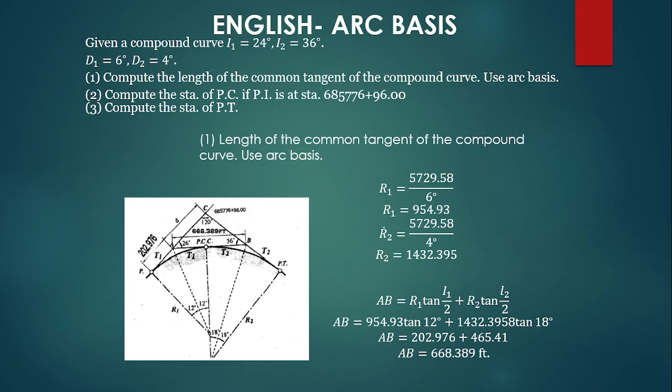So, in finding R1, I had used the formula R1 is equals to 5,729.58 over 6 degrees, which is 954.93. Sa R2 naman, same formula with the value of degrees of 4 degrees. So R2 is equals to 1432.395. In getting the AB, papalitan lang natin kanina yung R1 at R2 natin and then same procedure, resulting to AB is equals to 668.389 feet.